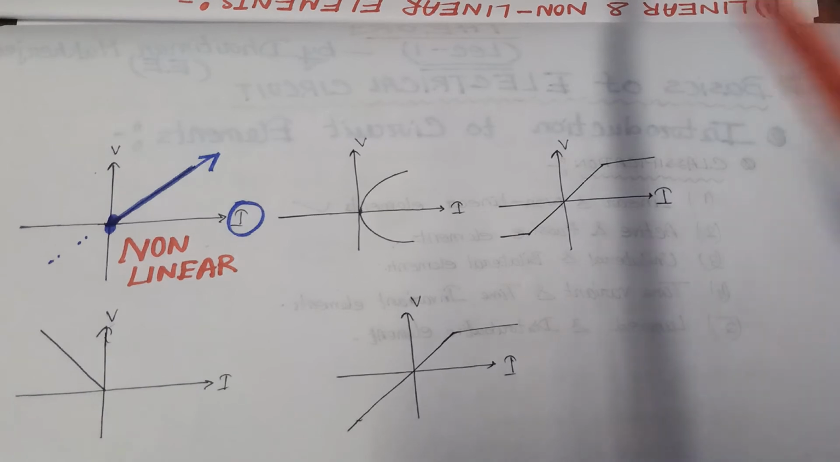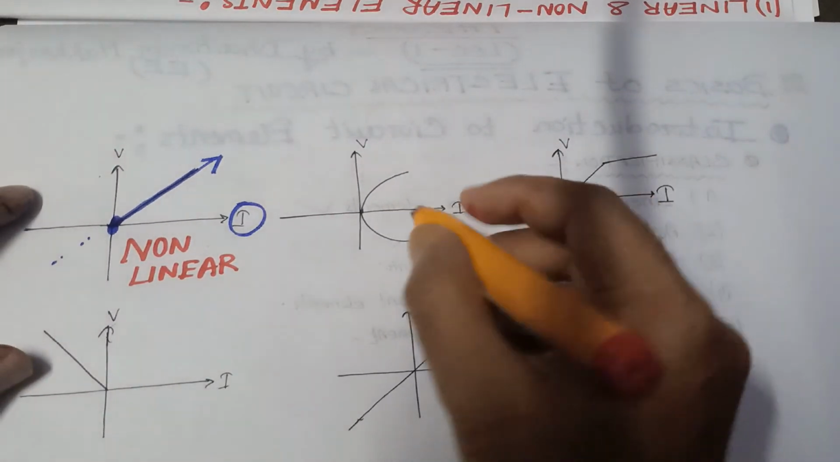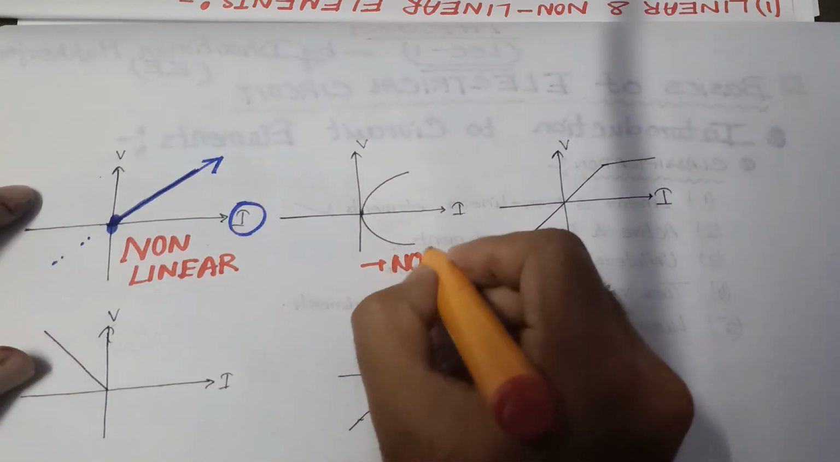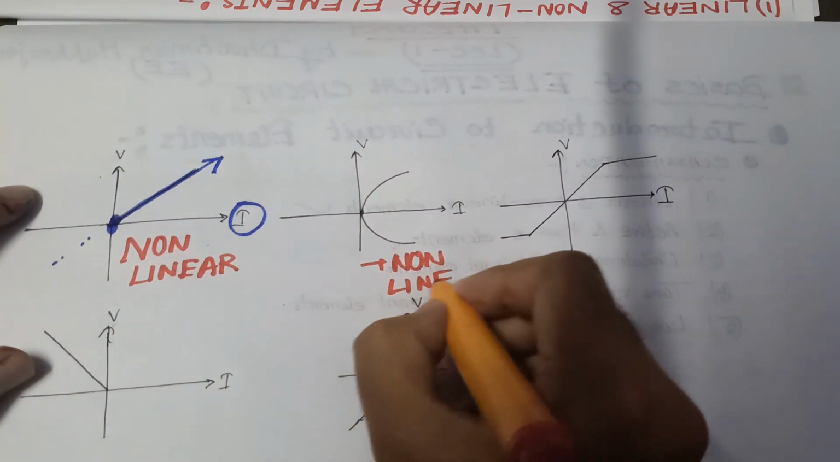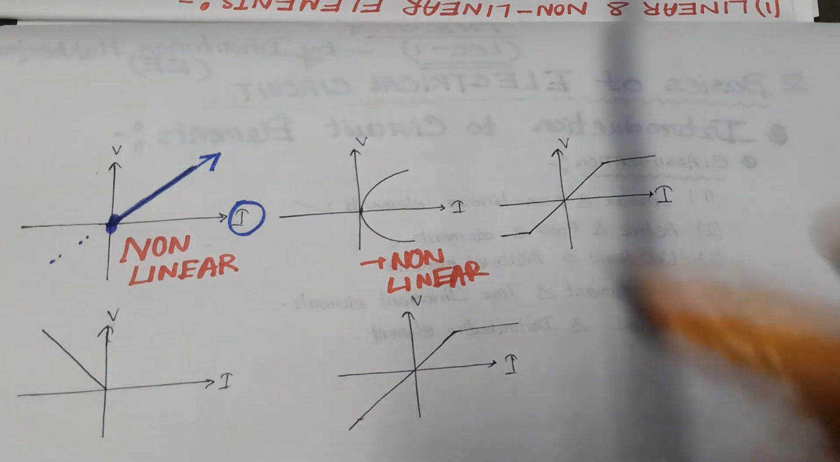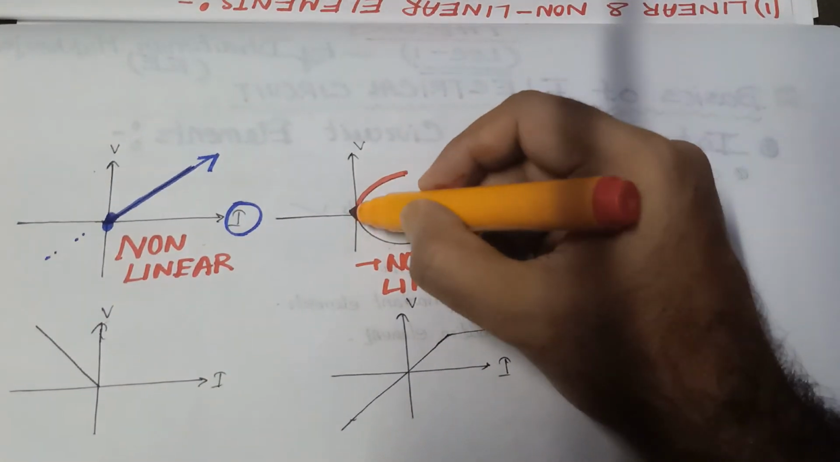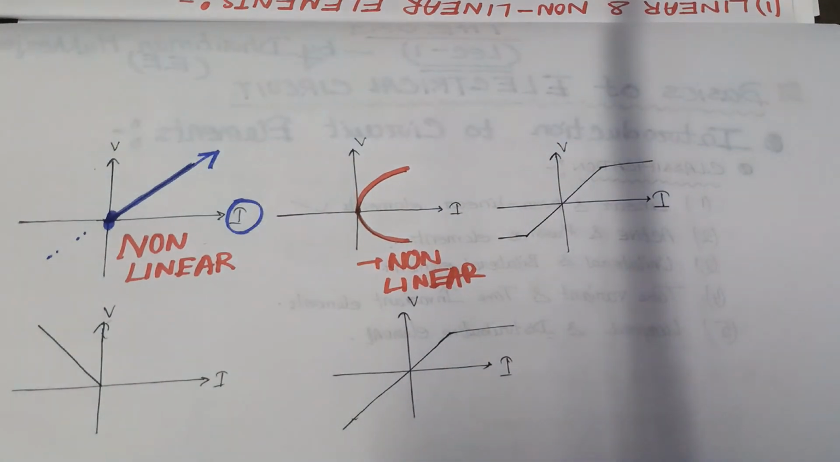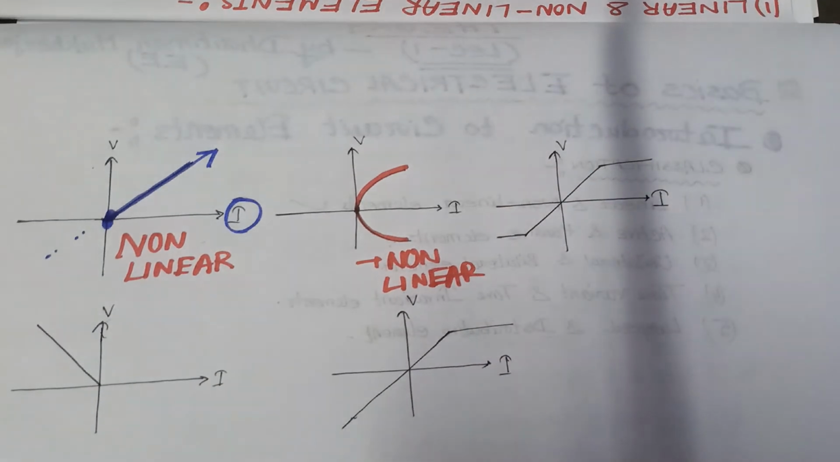Now see the second example. This is not following any equation of straight line. So clearly we can say that this is non-linear. No need to check the other two conditions. It is already non-linear. Because why? Because it is not following any equation of straight line. It's a curved line.